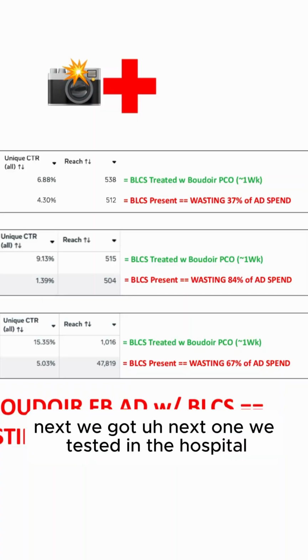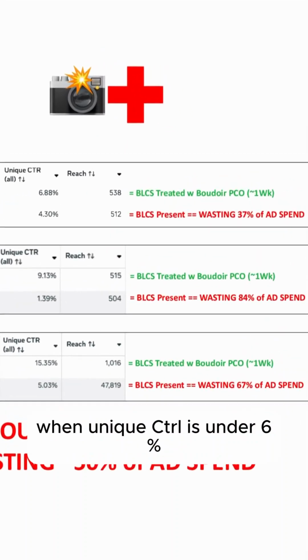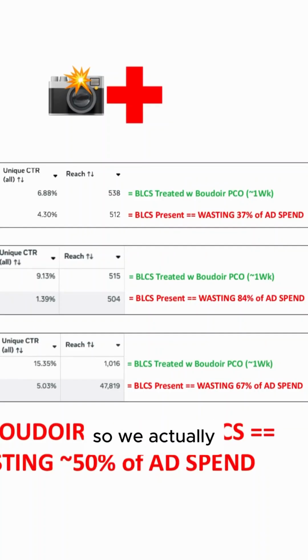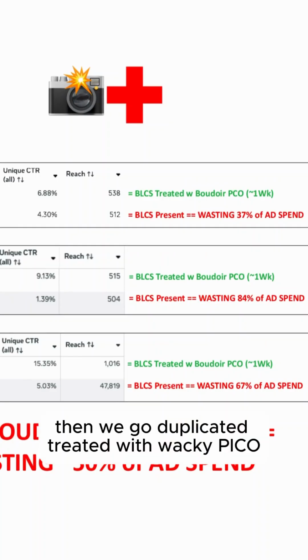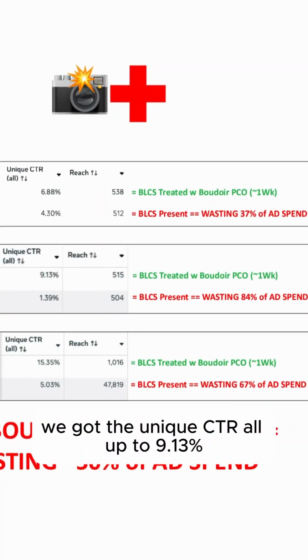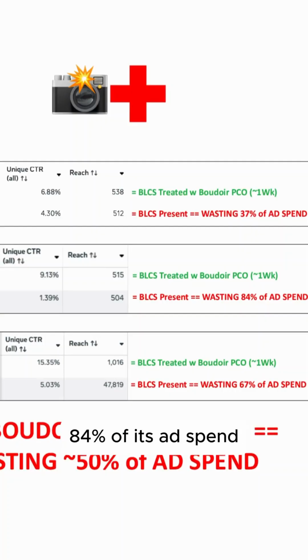Next, the next one we tested in the hospital. Unique CTR was 1.39%. So again, when unique CTR is under 6%, we know that BLCS is present. So we duplicated, treated with Boudoir PICO, takes about a week. We got the unique CTR up to 9.13%. So we found out the original Boudoir Facebook ad was wasting 84% of its ad spend.